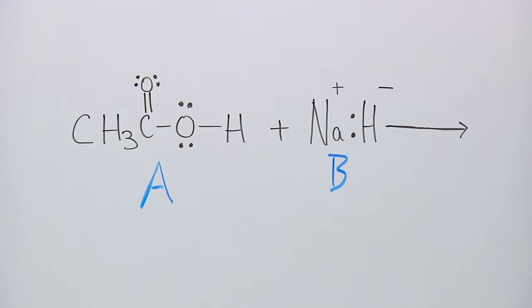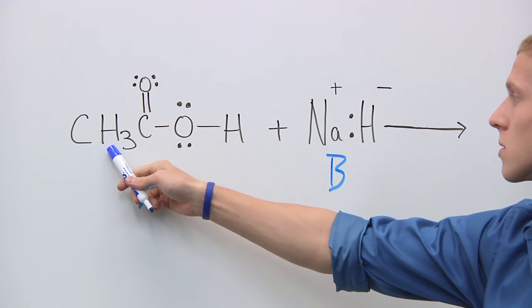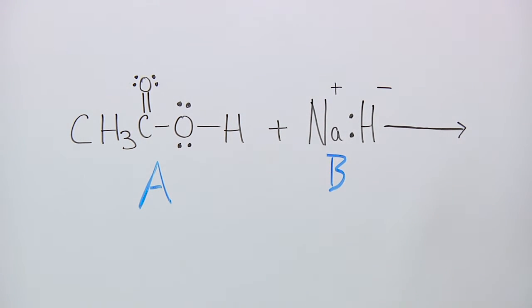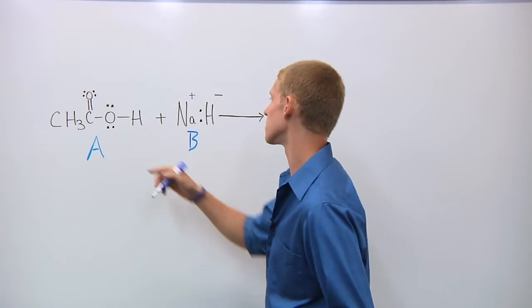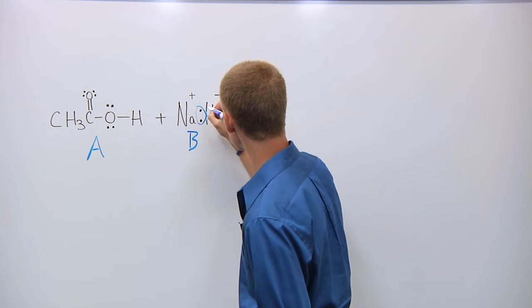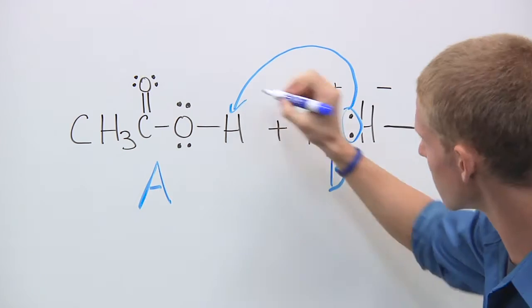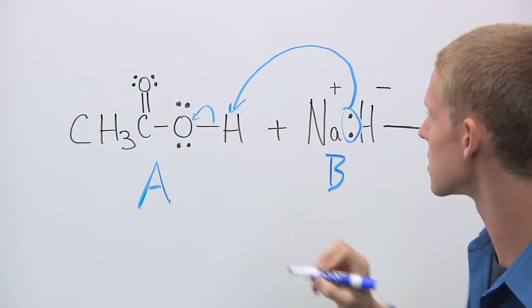Now, we need to draw electron flow. And which hydrogen is it going to go to? Is it going to go to the ones on this carbon, or is it going to go to the hydrogen attached to the oxygen? It's going to go to the one attached to the oxygen because it's got a lower pKa value, and it's more acidic. So we're going to draw electron movement. The electrons in this bond here are going to go to the oxygen.